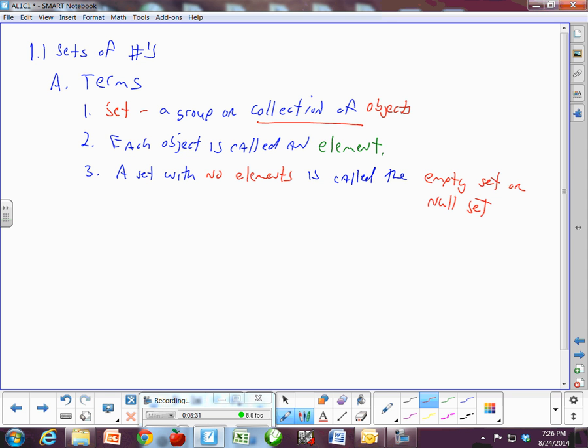There are no elements inside the folder. Then it would be the empty set or the null set. Now there are a couple symbols here. So the symbols for the empty set is a piece of cake.